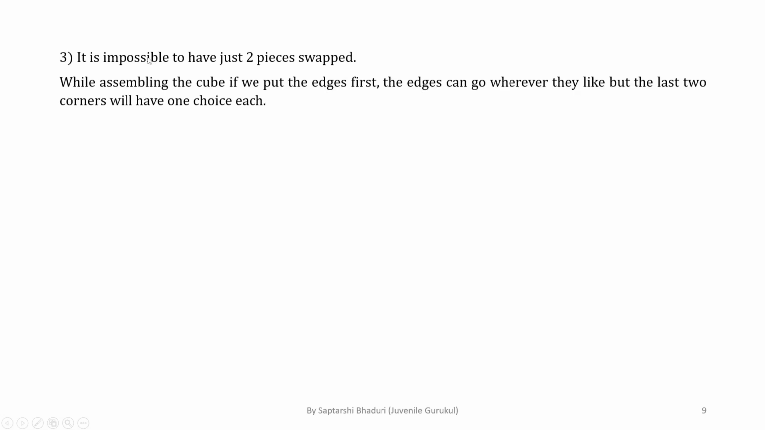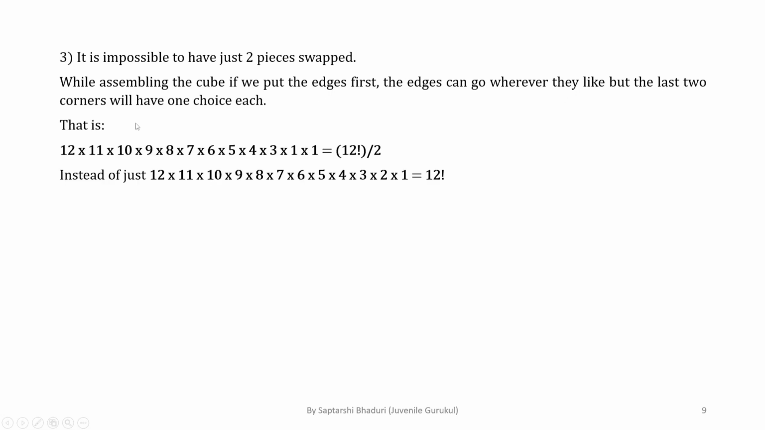The last case we have to consider is that it is impossible to have just 2 pieces swapped. While assembling the cube, if you put the edges first, the edges can go wherever they like, but the last 2 corners will have 1 choice. So it will be 12 factorial by 2 instead of just 12 factorial.